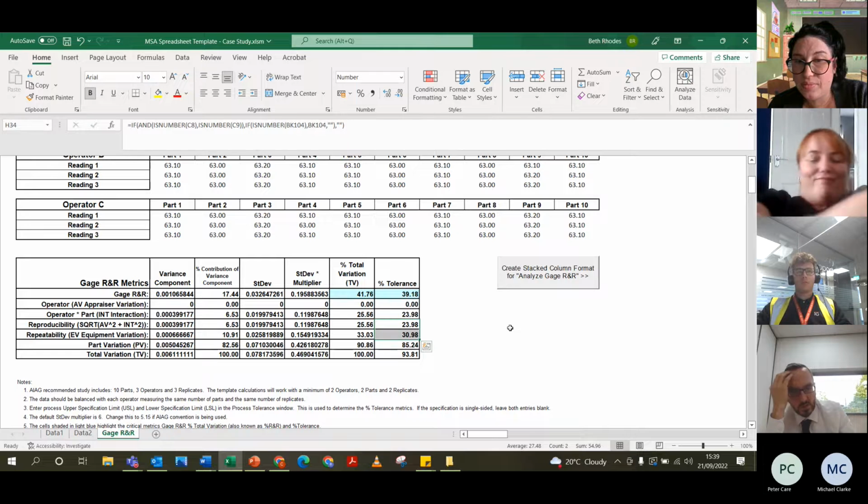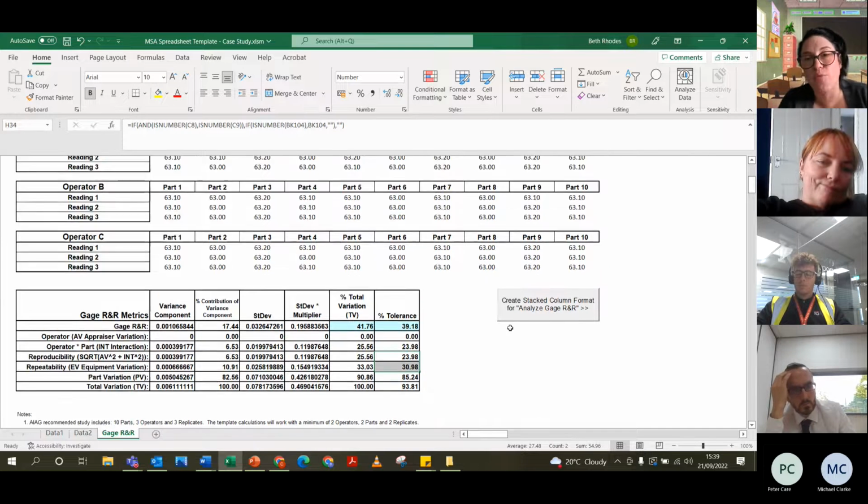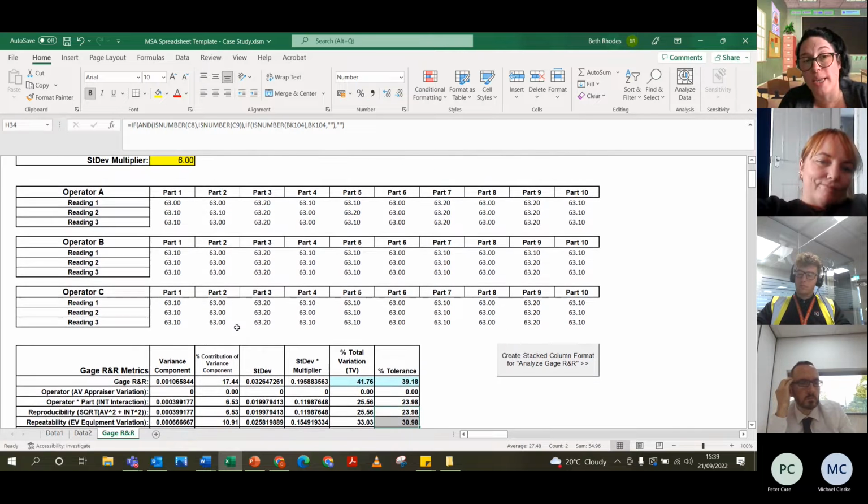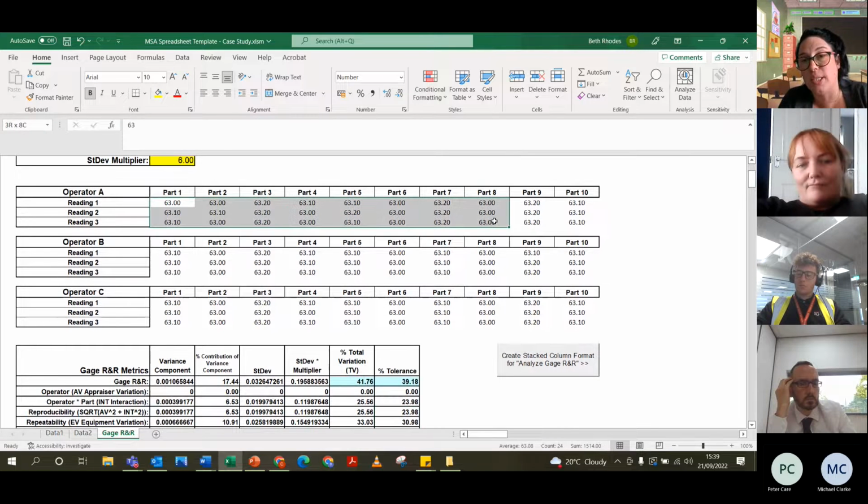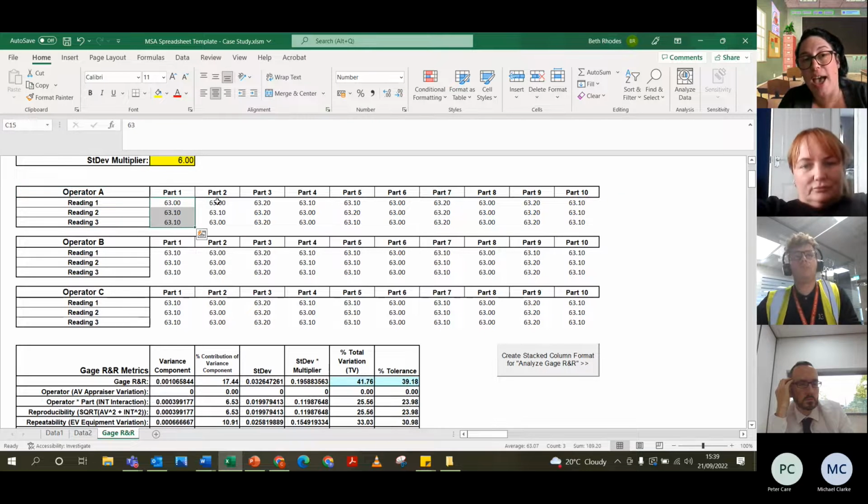So it's the same person, different equipment? No. Nope. It's the same. Same person, same equipment. So it's now looking at, rather than looking at all 3 operators, it's looking at each one separately. So how repeatable is it for this guy to repeat that 3 times?